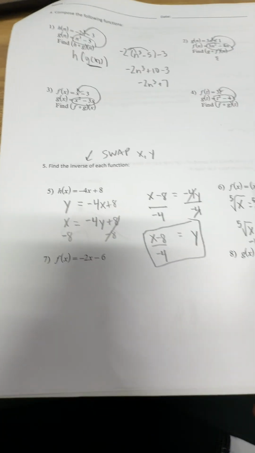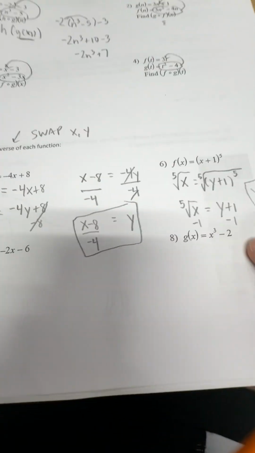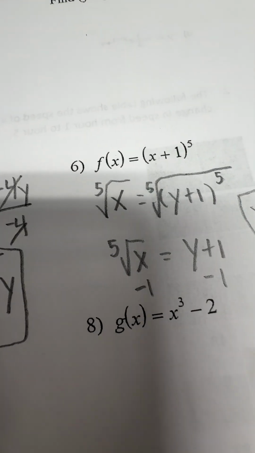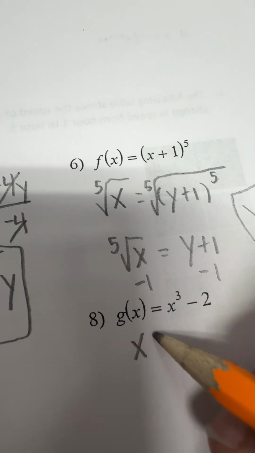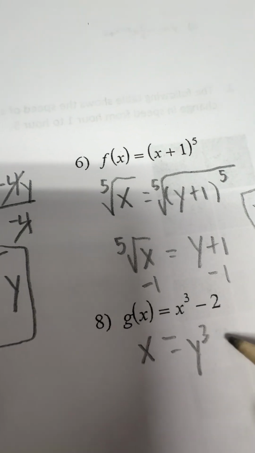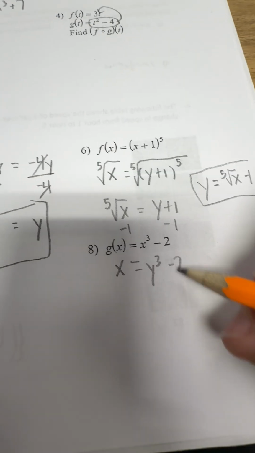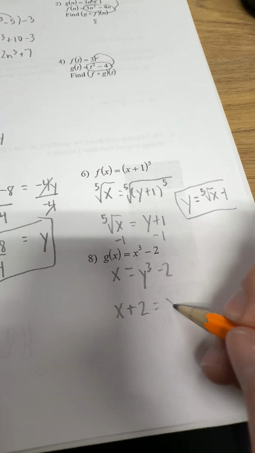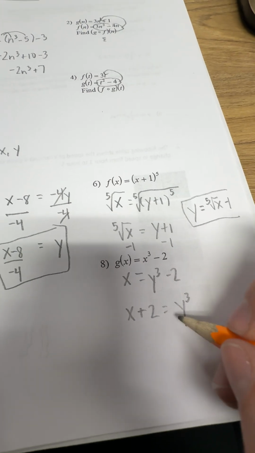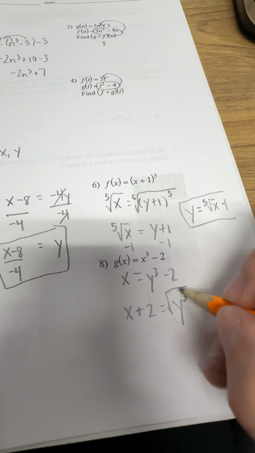All right, let's go ahead. I think you can do 7, it's just like this, but I'll do 8 for you real quick. So we're going to swap, that's a y and that's an x, so I'm going to write this as x equals y cubed minus 2. Let's get the minus 2 on the other side, so you'll get x plus 2 equals y cubed. And then to get rid of y cubed, I'm going to cube root both sides.